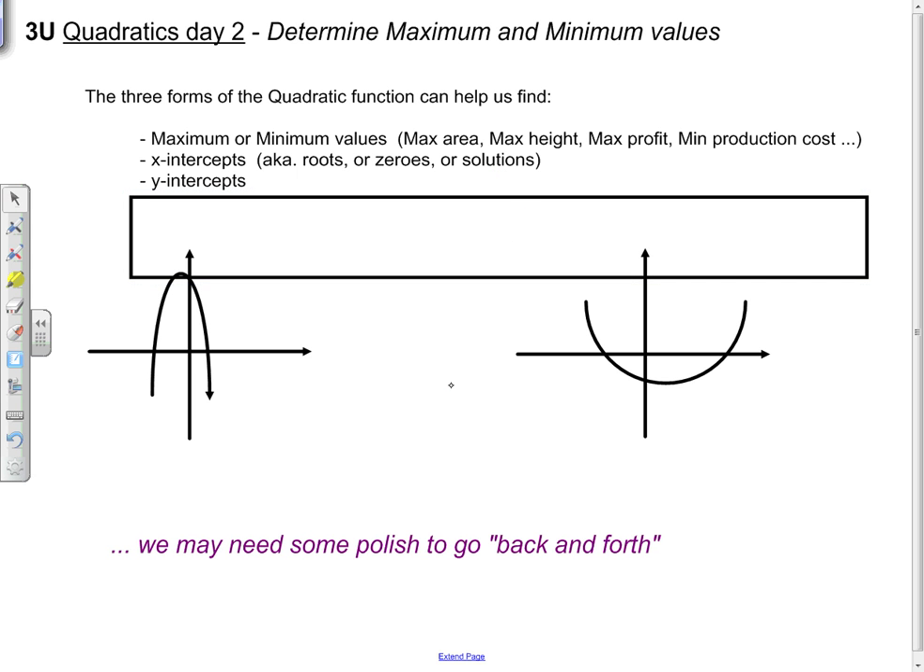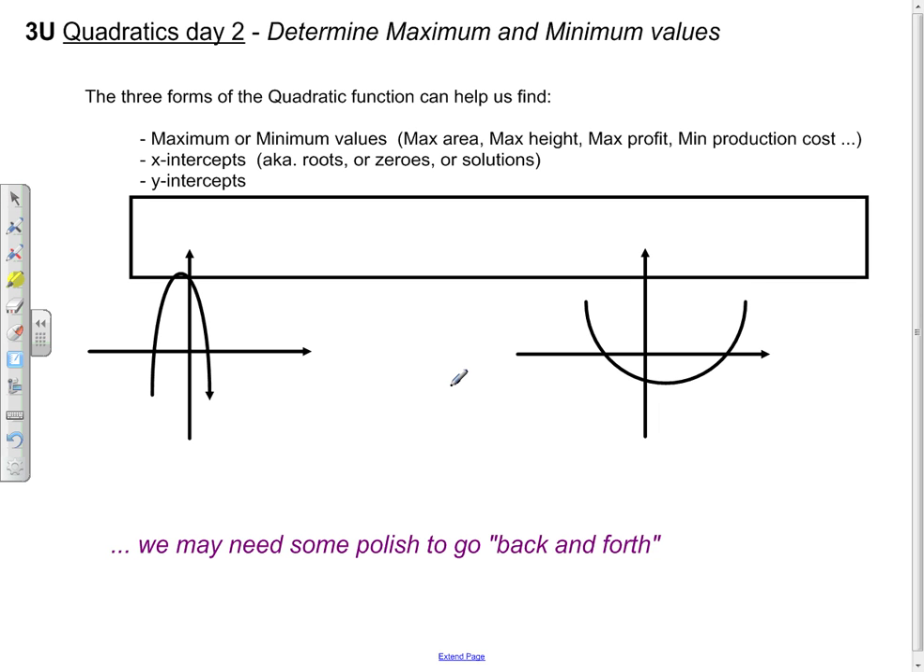Maximum or minimum values, as in maximum area, maximum height, maximum profit. Those are all really key, or minimum production costs. X-intercepts, or the roots or zeros or solutions to a quadratic equation, all the same thing. And y-intercepts. We also talk about axis of symmetry and whatnot. Let's mark these on the graphs.